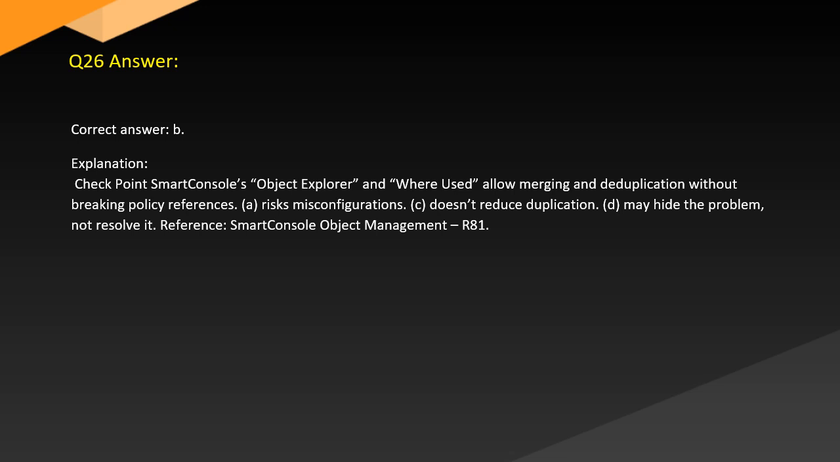Answer. Correct answer, B. Explanation. Check Point SmartConsole's Object Explorer and where-used allow merging and deduplication without breaking policy references. A risks misconfigurations. C doesn't reduce duplication. D may hide the problem, not resolve it. Reference: SmartConsole Object Management.